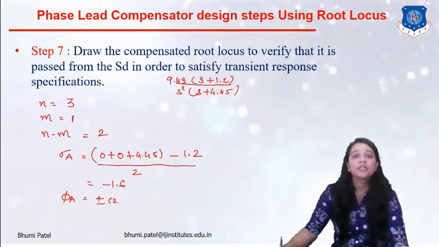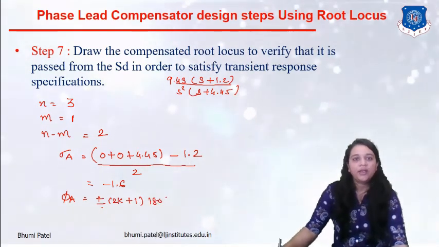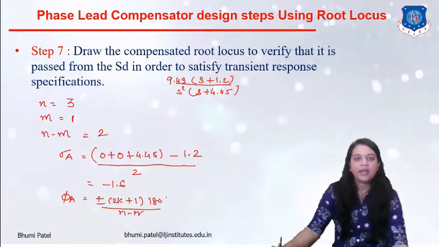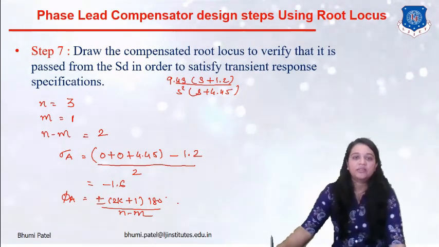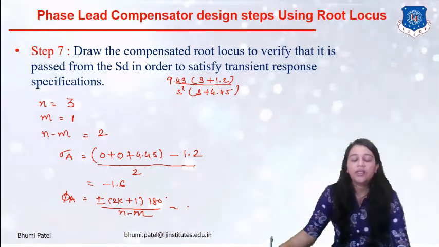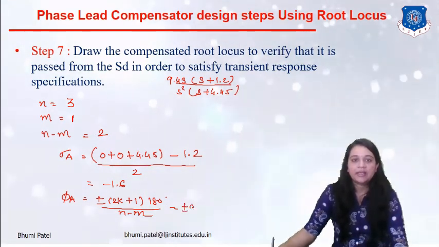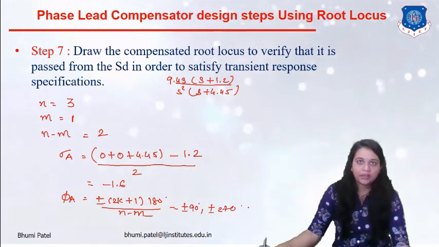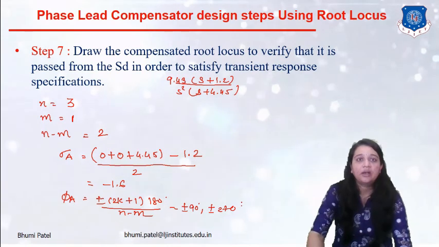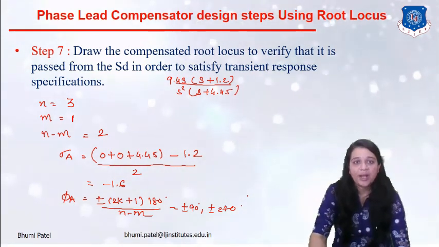Now we have to find the angle of the asymptotes, and the equation is plus or minus (2k plus 1) into 180 divided by N minus M. Put the value of k and N minus M in this equation, and we get the angle of asymptotes equal to plus or minus 90 degrees and plus or minus 270 degrees. Okay, so this is the uncompensated root locus, to verify whether it passes through the SD point or not.